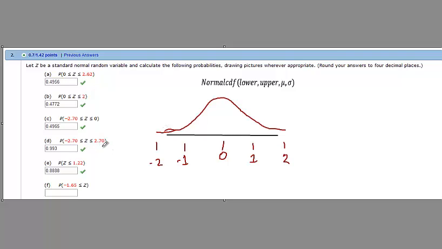Let's look at D. That one's kind of interesting. Negative 2.7 standard deviations away, that's way down here, going all the way up to 2.7 standard deviations away. And almost the whole thing is shaded in. And we know that the area underneath the entire curve is 1. So you can see when you plug that into your calculator, you get 0.993 as your probability, which makes a lot of sense.